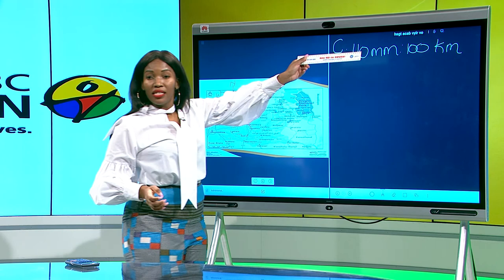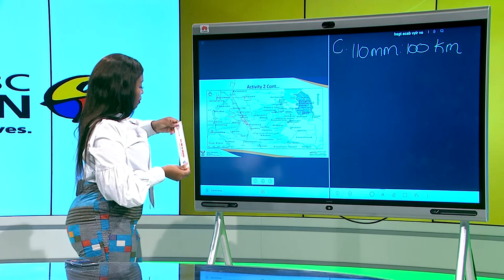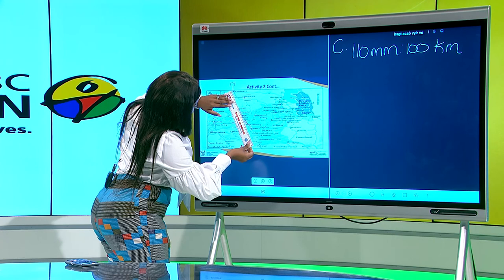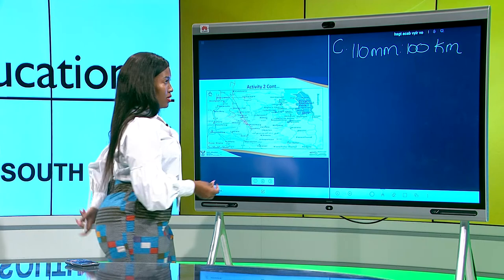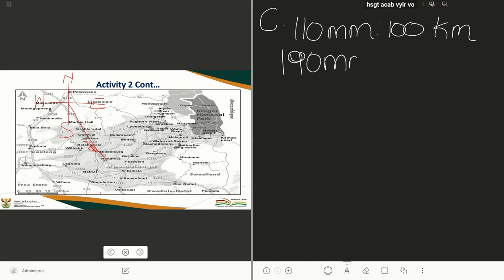Now I want the distance from Polokwane to Middleburg. I'm still going to use my millimeters. From Polokwane to Middleburg, I'm getting 190 millimeters. Remember, guys, the 110 and the 190 represent the distance on the paper, the distance on the map that we measured using our ruler. And then this side, we are going to determine our actual distance.